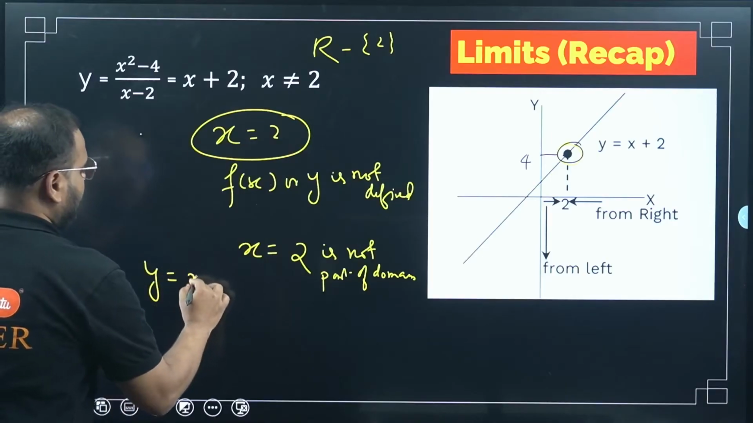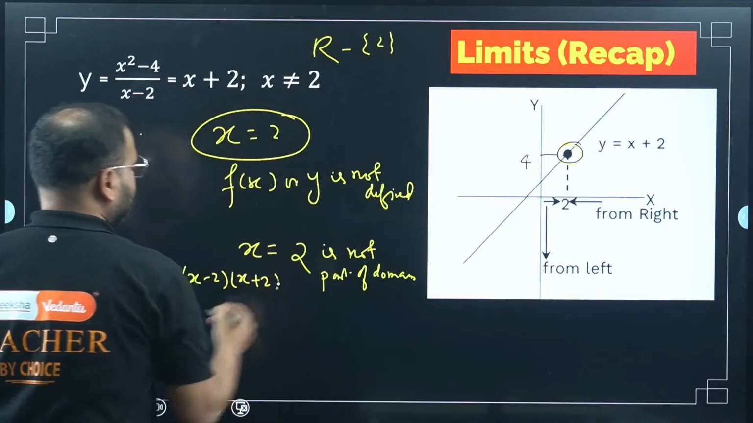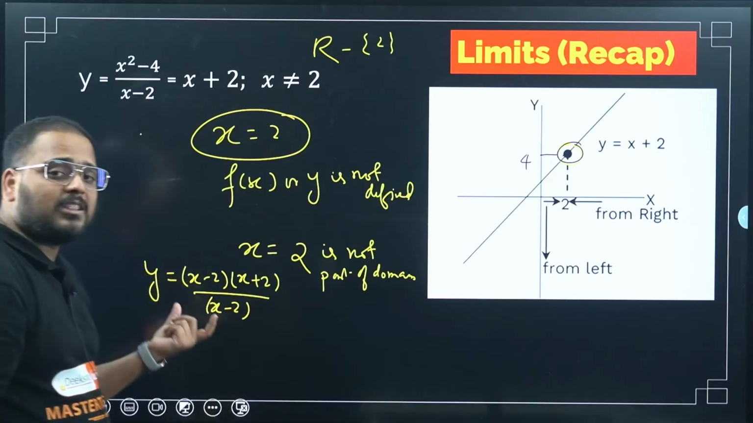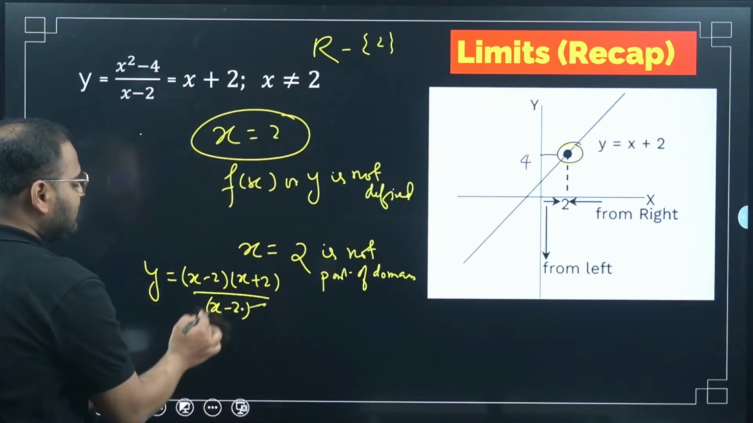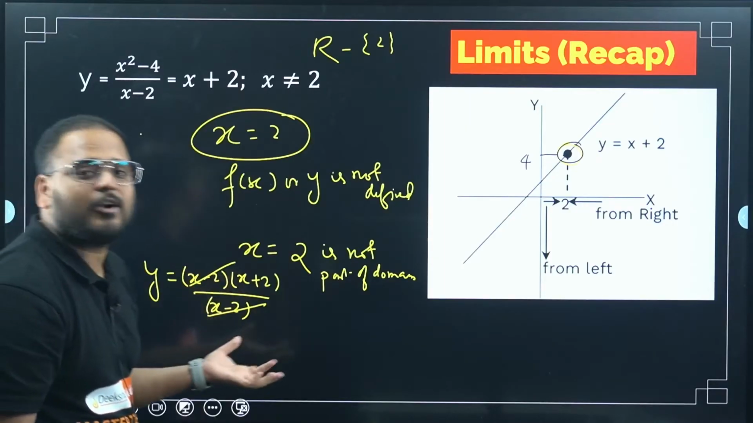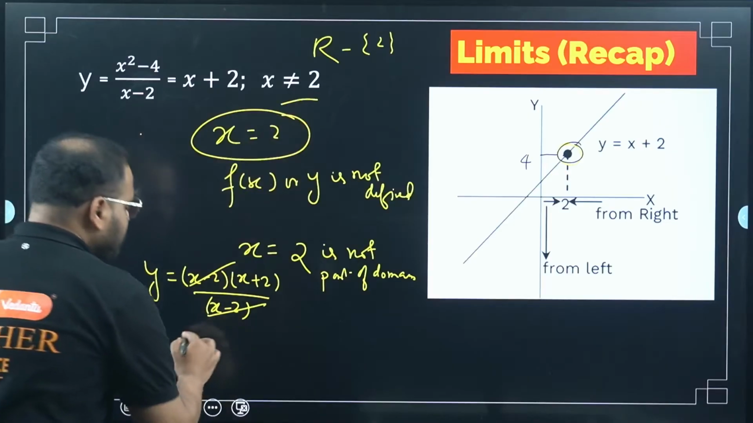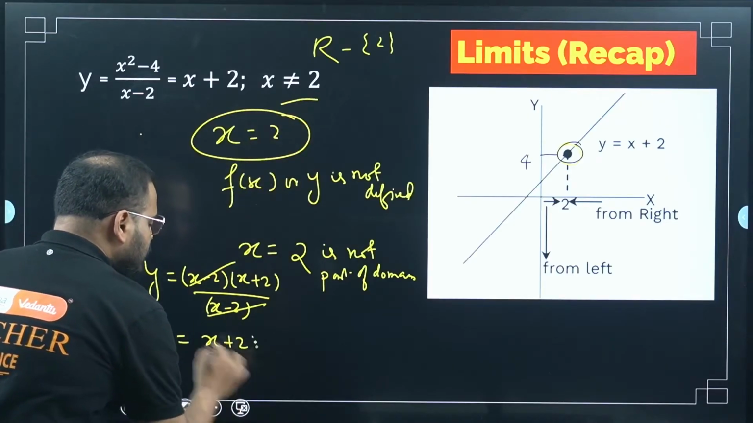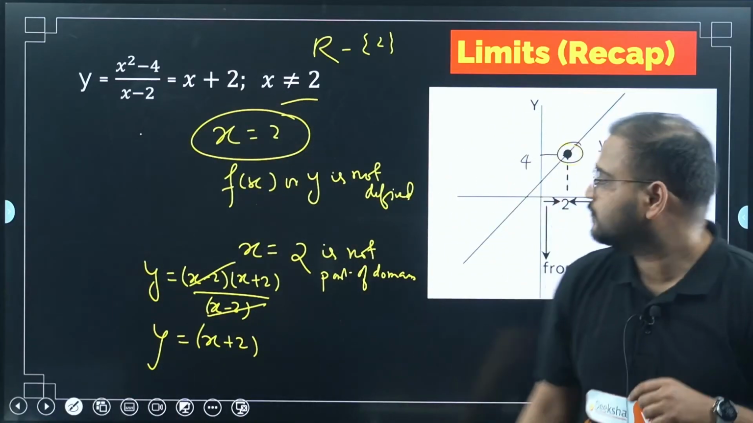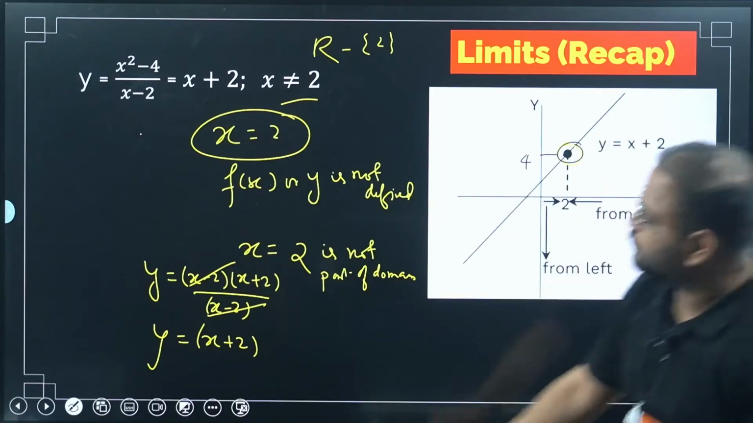If I take this function, y equals x square minus 4, which is (x minus 2) times (x plus 2), divided by (x minus 2), for all values where x is not equal to 2, I can cancel these. Because if x is equal to 2, both of them become 0, and I cannot cancel 0 and 0. But whenever x is not equal to 2, I can cancel these. So what is my function going to be? x plus 2. For the values of x where x is not 2, the graph of this function is a straight line, y equals x plus 2.